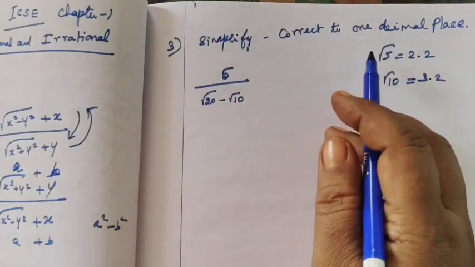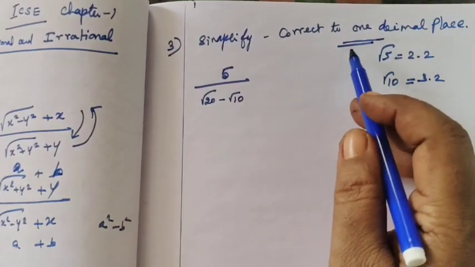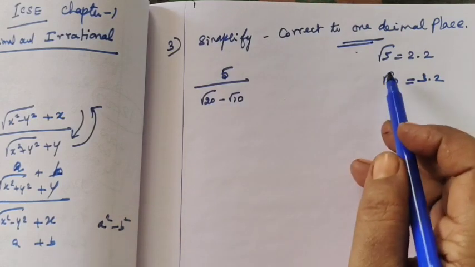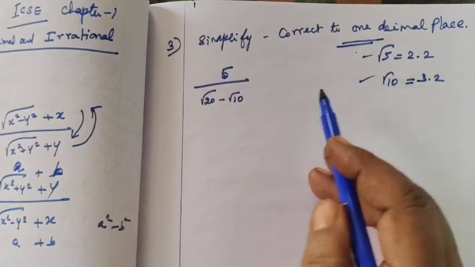Question number 3, simplify, correct to 1 decimal place. So this one, you are given the value of root 5 and root 10.